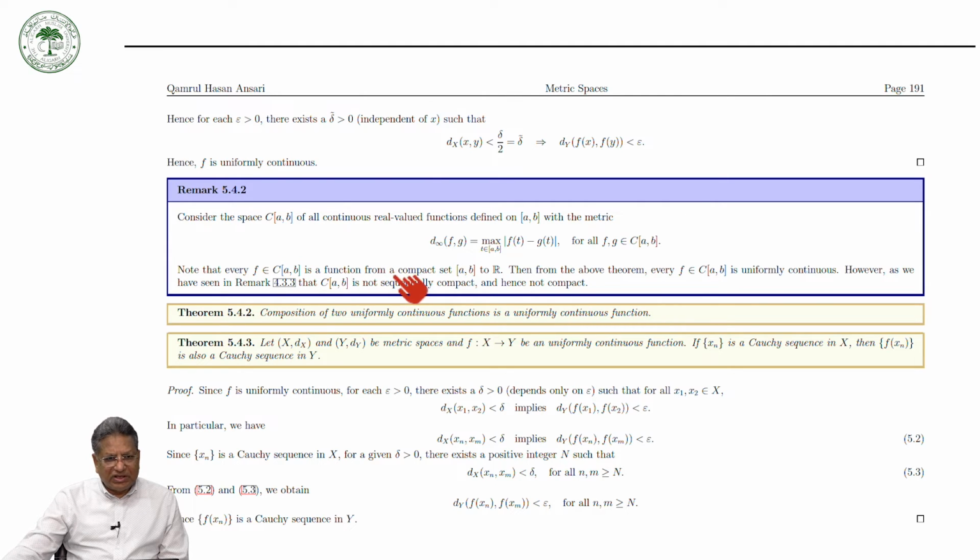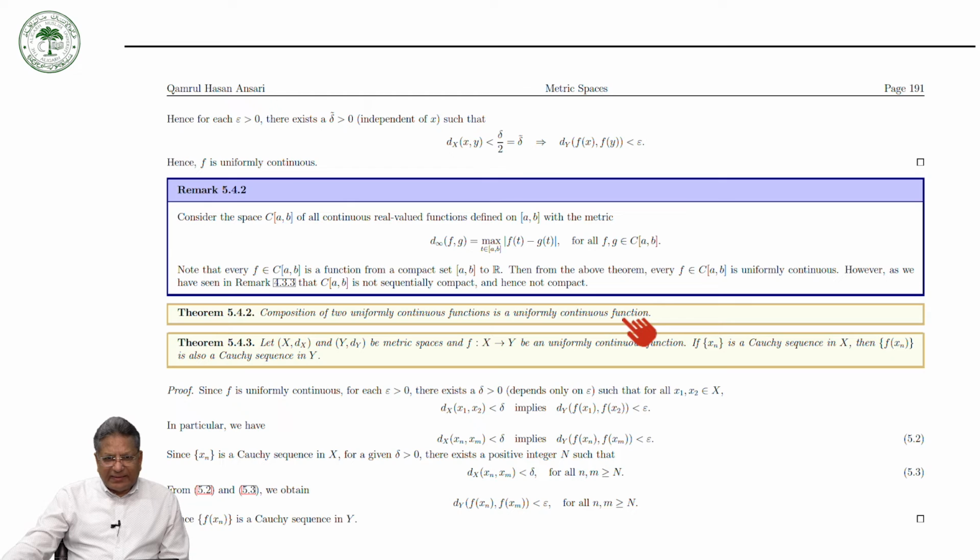However, we have seen in remark 4.3 that C[a,b] is not sequentially compact, and therefore it is not compact. So C[a,b] is not compact, but the elements of C[a,b] are uniformly continuous. We can easily prove that the composition of two uniformly continuous functions is a uniformly continuous function. It is a very simple one.